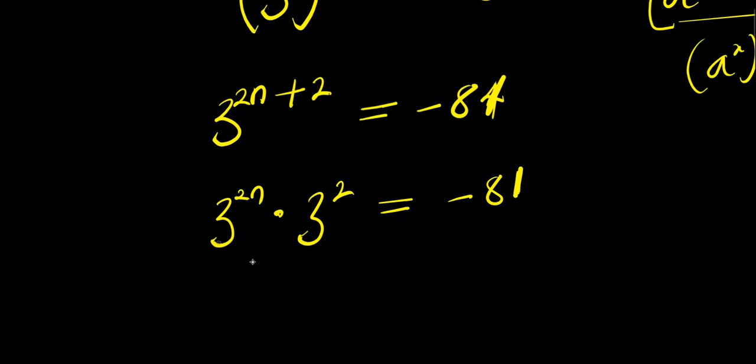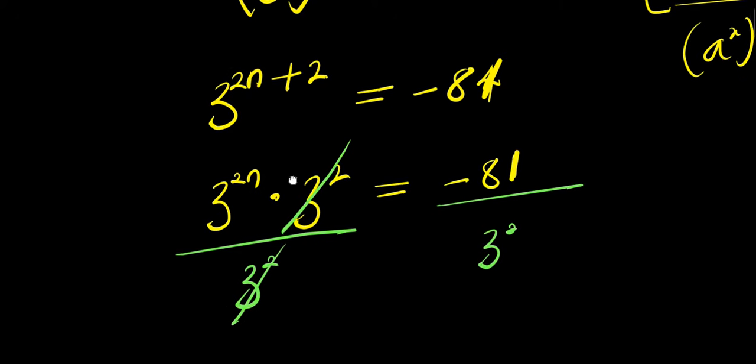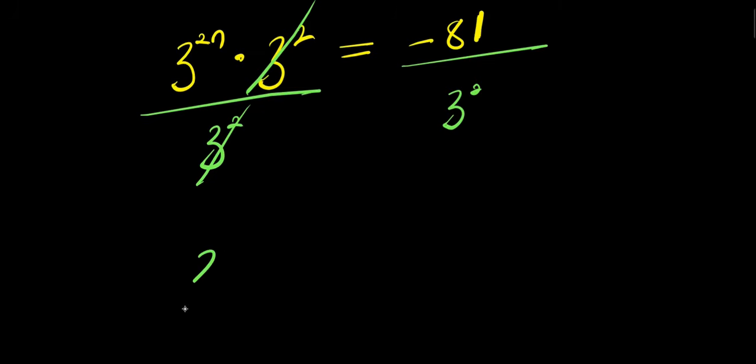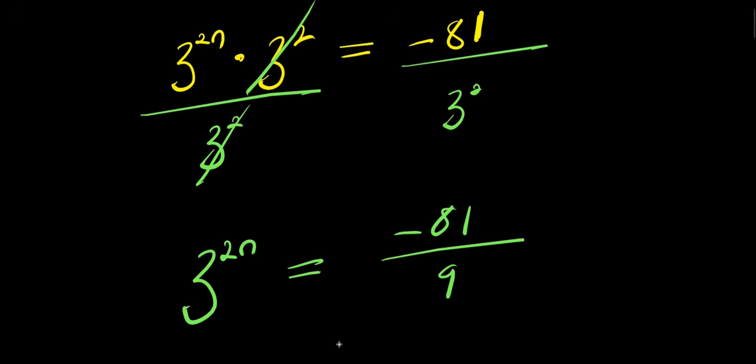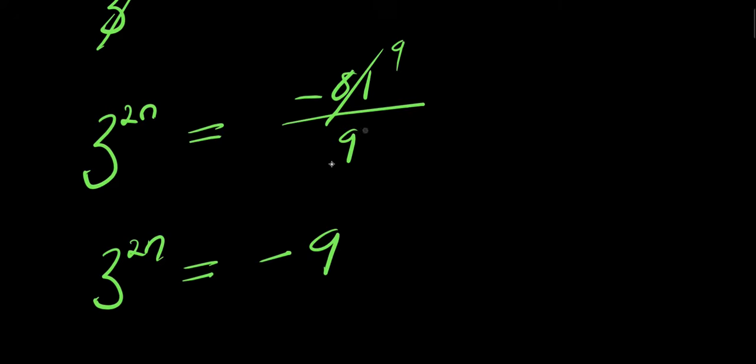So from here, divide this by 3 power 2, divide this by 3 power 2. This eliminates this. So we have 3 power 2n equals negative 81 divided by this, which is 9. 3 power 2n equals negative 9.